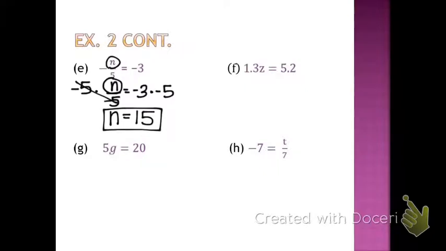Awesome. All right, look at letter F. Aiden, can you read letter F for me? Just read it. 1.3z equals 5.2. All right, now, he said 1.3z equals 5.2. Again, half the battle is reading it. He has a number and a variable that are side by side. So what operation is actually happening here? Divide. A number and a variable side by side with nothing between them is multiplication.